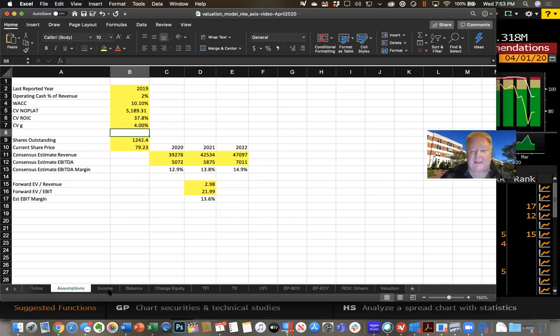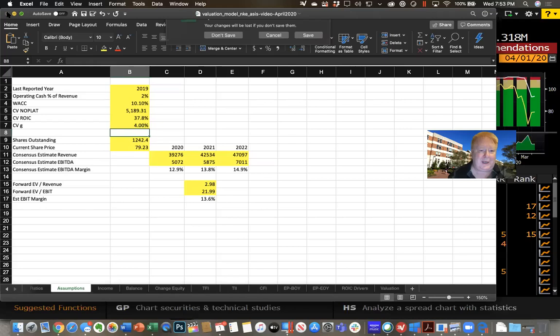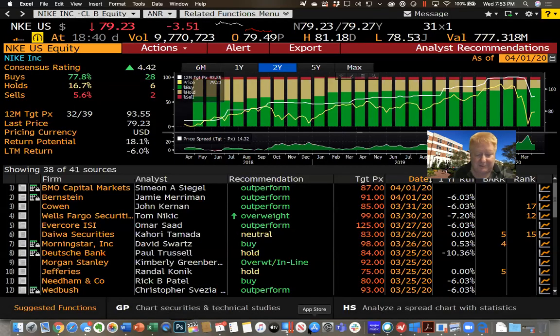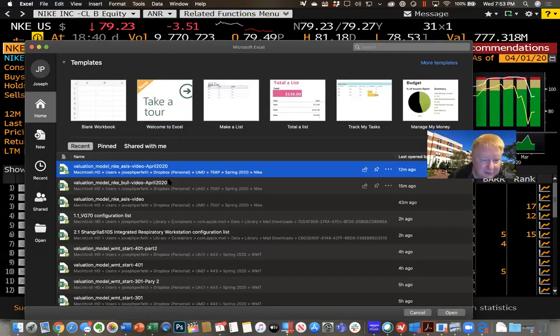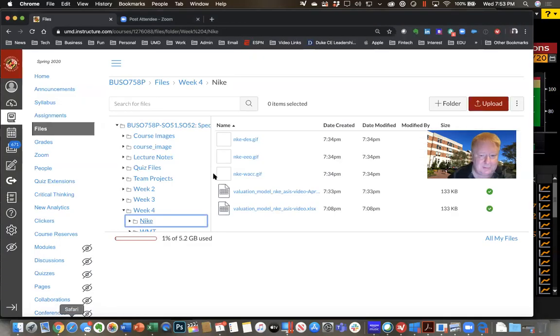So let's practice on Walmart, because the other thing you're going to have to do is reuse this model for another company. So how do we do this? You can either use your model or the Nike model. I'm going to use the Nike model that we just did, the Nike as-is valuation that I uploaded here.